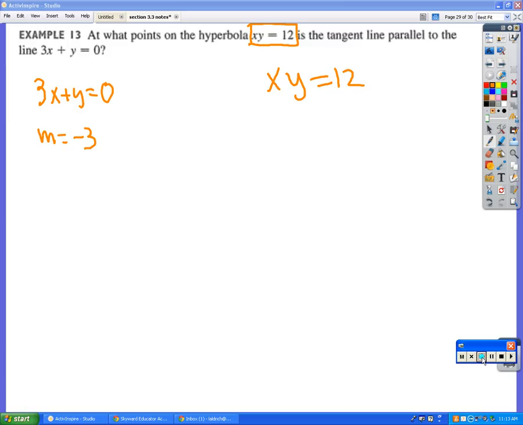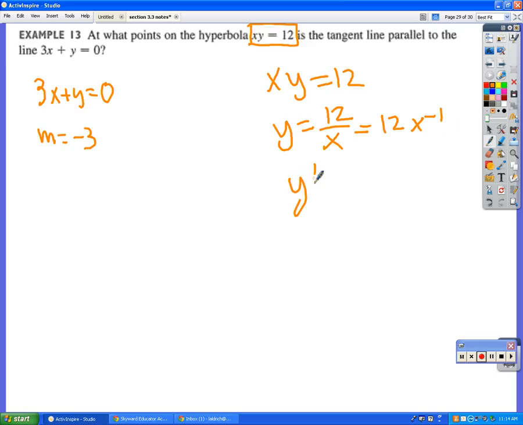Okay, so let's wrap this up real quick. So xy equals 12. In order for us to take the derivative at this point, we will learn later on in the class a way to take derivatives of functions that have x's and y's together, but right now we need to solve that for y. So I just divided both sides by x. Y equals 12 over x. So let's rewrite that as 12x to the negative 1. And so the derivative of that is negative 12x to the negative 2.